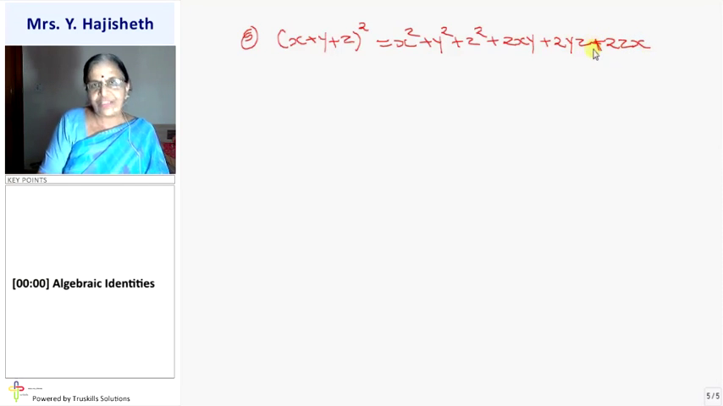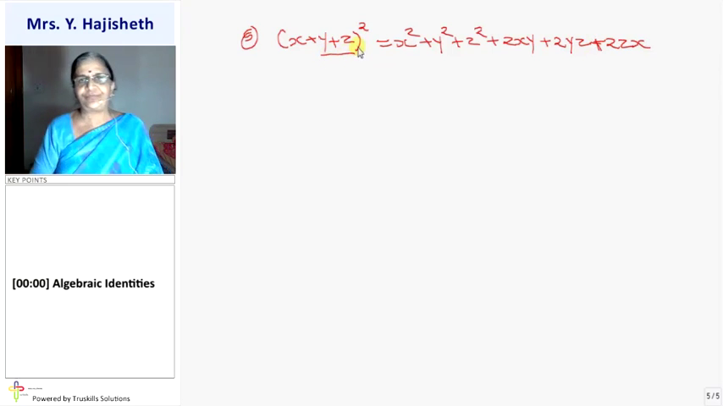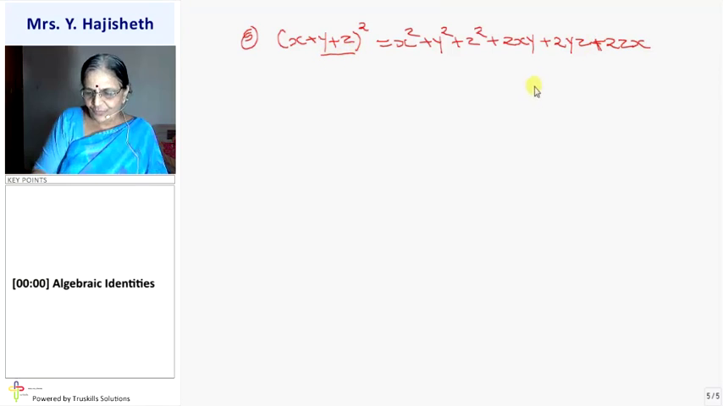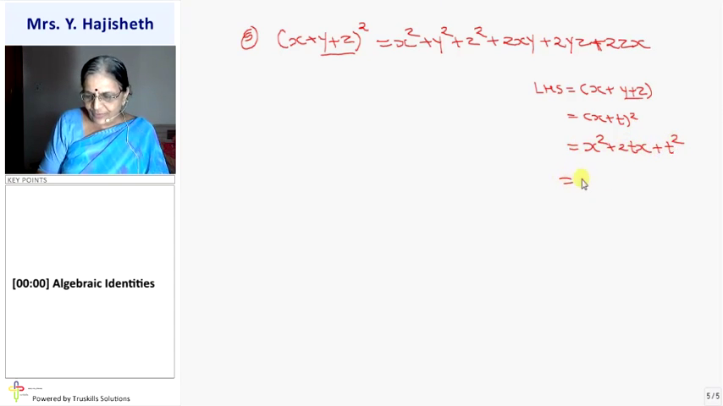I can derive this formula by keeping y plus z as t. See, I show you. If I start with the LHS, I take y plus z as t. So it is x plus t whole square. You apply your previous formula. It is x square plus 2tx plus t square. Now say goodbye to t. You put the value of t as y plus z.